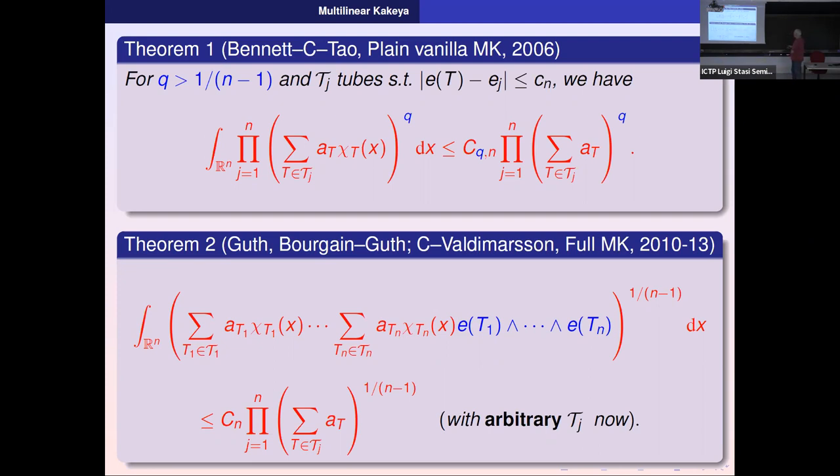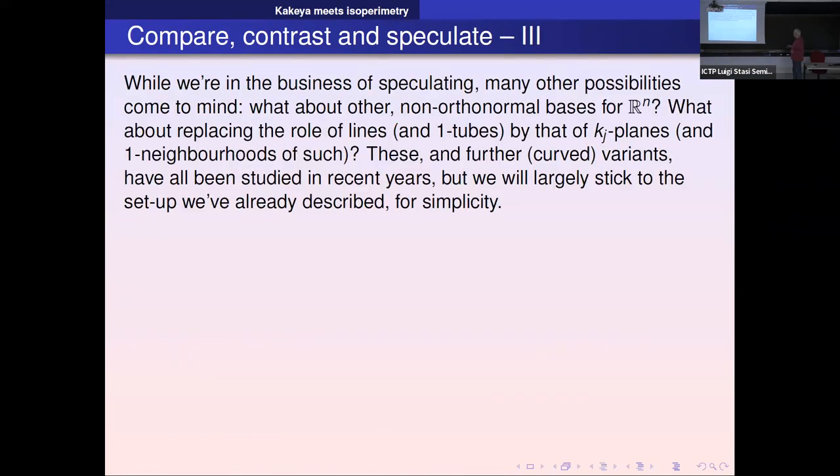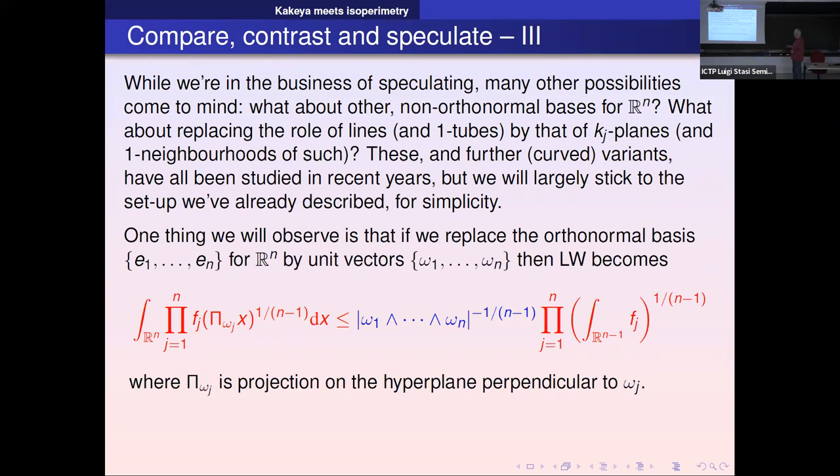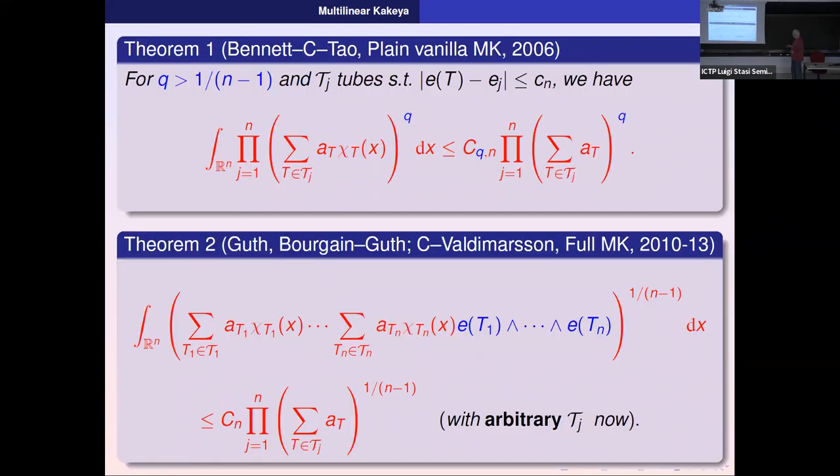Okay, so it's got the correct exponent, and it's also got the correct determinant wedge pullout factor. Because remember on the previous slide, we have this factor here. So I put that onto the other side of the inequality, and there indeed it's on the other side of the inequality. So E of T is the unit vector in the direction of the vector of the tube T.